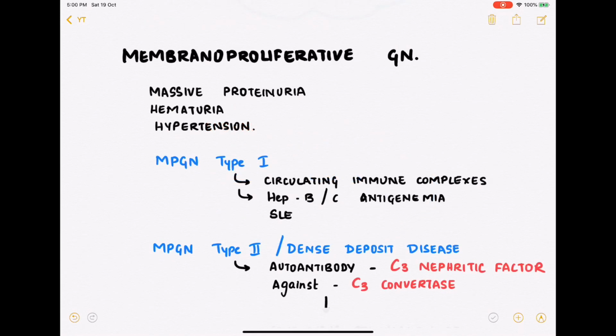The last cause of nephrotic syndrome we're going to talk about is membranoproliferative glomerulonephritis, which is characterized by massive proteinuria, and hematuria and hypertension may be present. The MPGN can be of type 1 or type 2. In type 1, the pathogenesis is that circulating immune complexes get deposited, usually following hepatitis B or C antigenemia or following SLE.